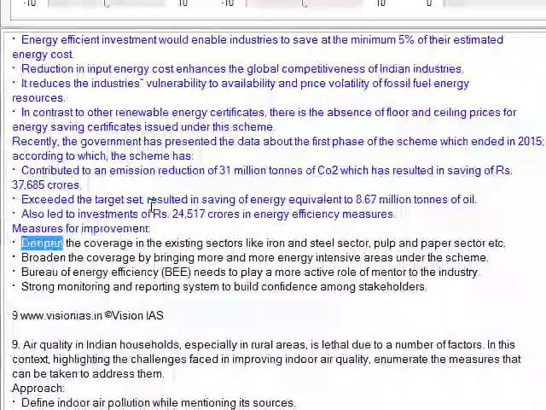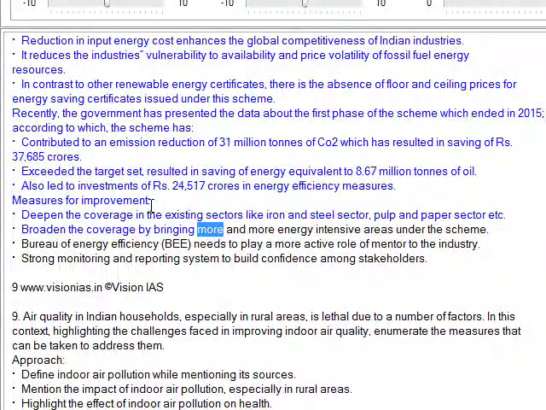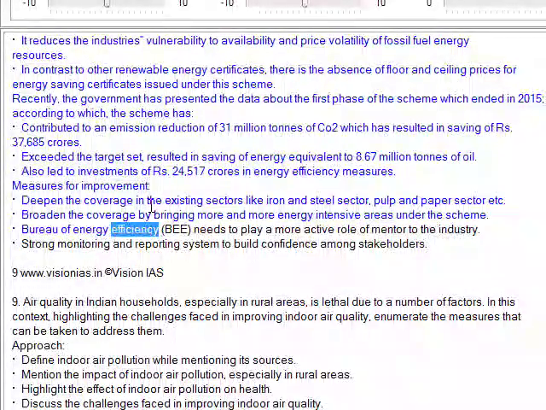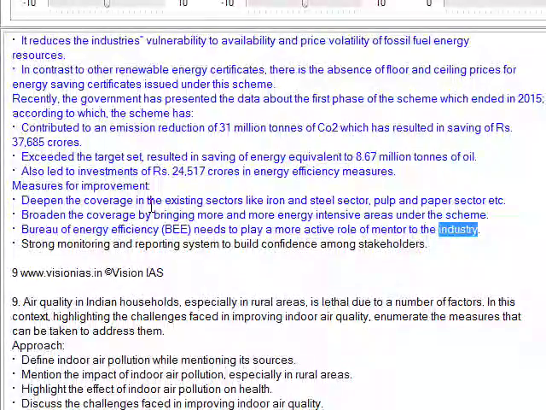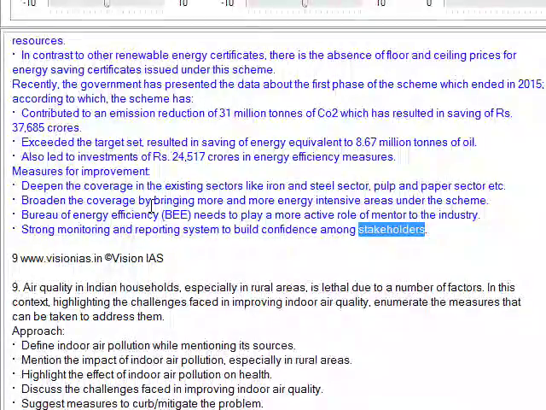Measures for improvement. Deepen the coverage in the existing sectors like iron and steel sector, pulp and paper sector, etc. Broaden the coverage by bringing more and more energy-intensive areas under the scheme. Bureau of Energy Efficiency needs to play a more active role of mentor to the industry. Strong monitoring and reporting system to build confidence among stakeholders.